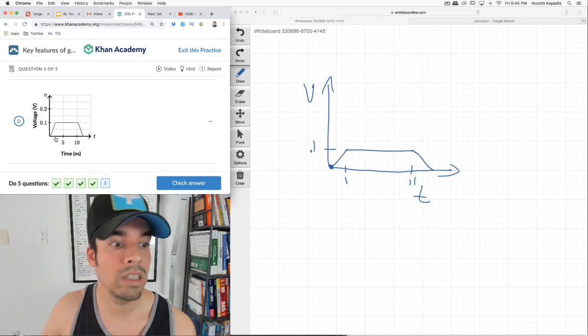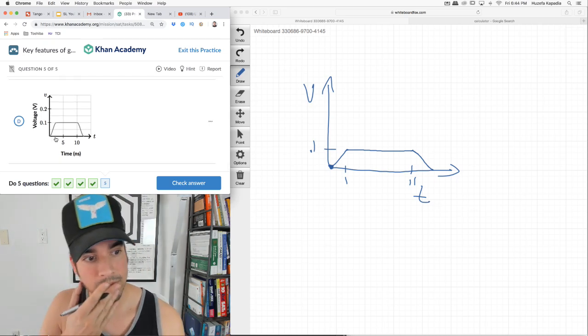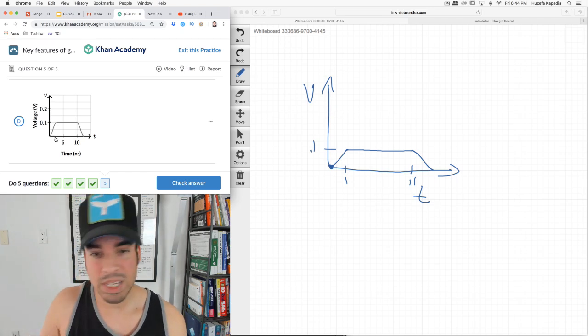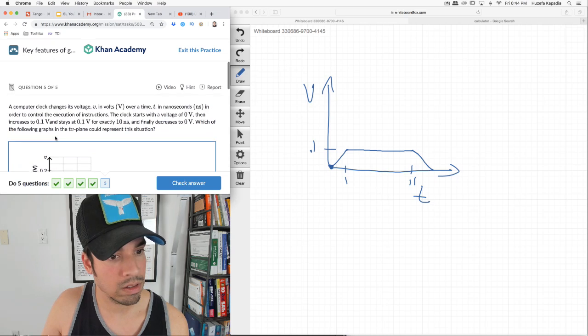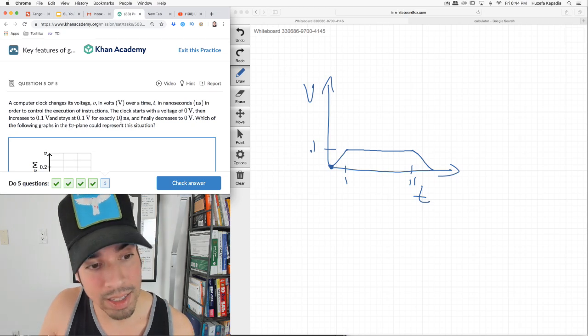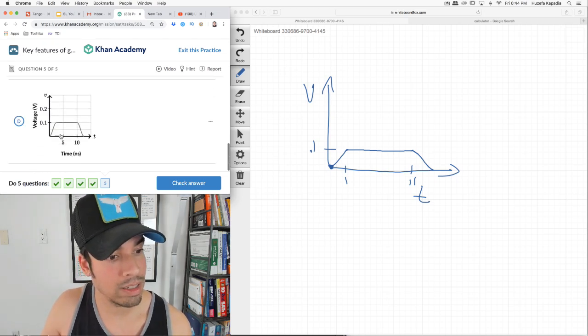This one's pretty good. It's just too short, right? Because it says, here, let's read it very carefully. Then increases to 0.1, then stays at 0.1 for exactly 10 nanoseconds. This is less than 10 nanoseconds. You see this? This is about 8 nanoseconds.